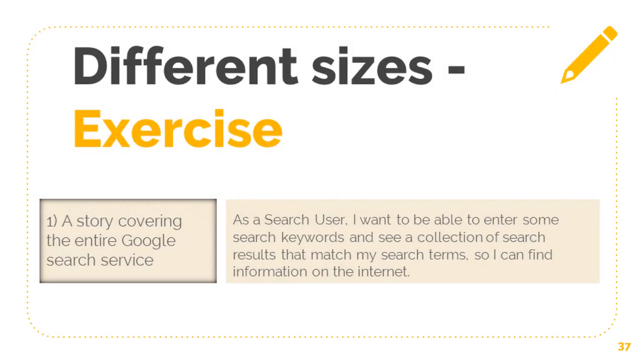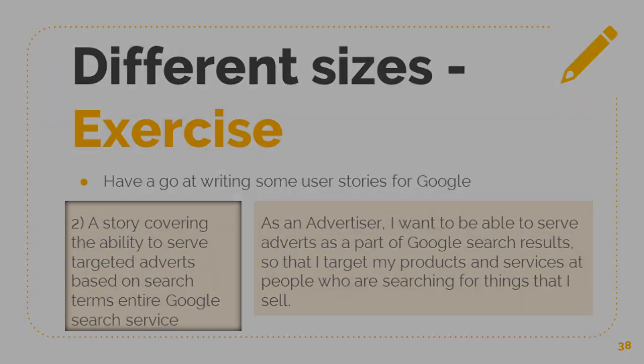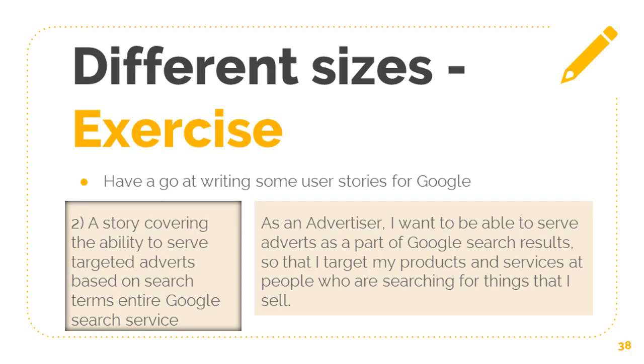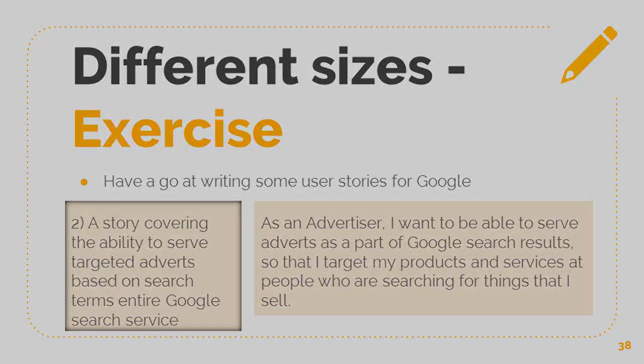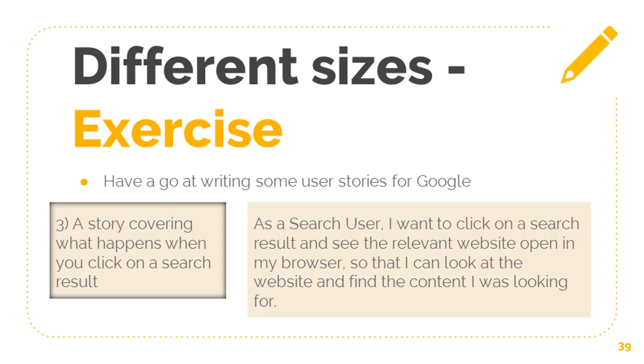Okay, let's see how you did. You should have ended up with something like this. As a search user, I want to be able to enter some search keywords and see a collection of search results that match my search terms so that I can find information on the internet. That's a pretty big story. As an advertiser, I want to be able to serve adverts as part of Google search results so that I can target my products or services at people who are searching for things that I sell. As a search user, I want to click on a search result and see the relevant website open in my browser so that I can look at the website and find the content I was looking for.